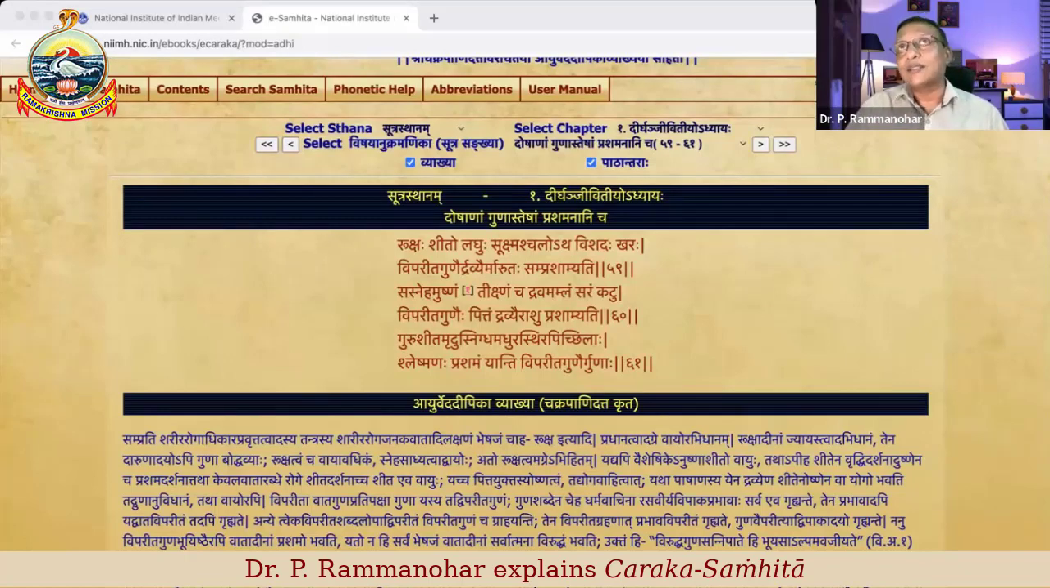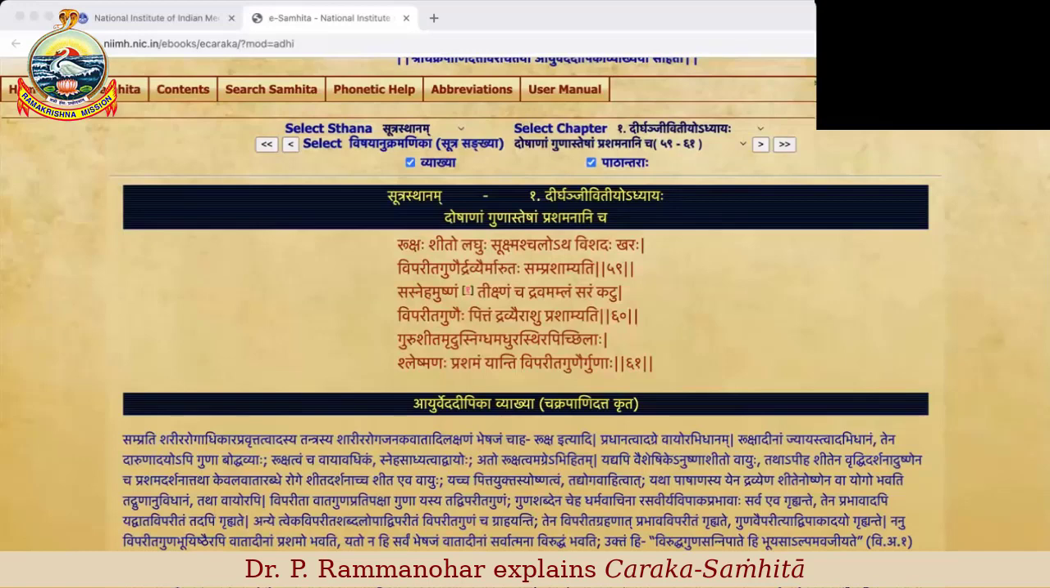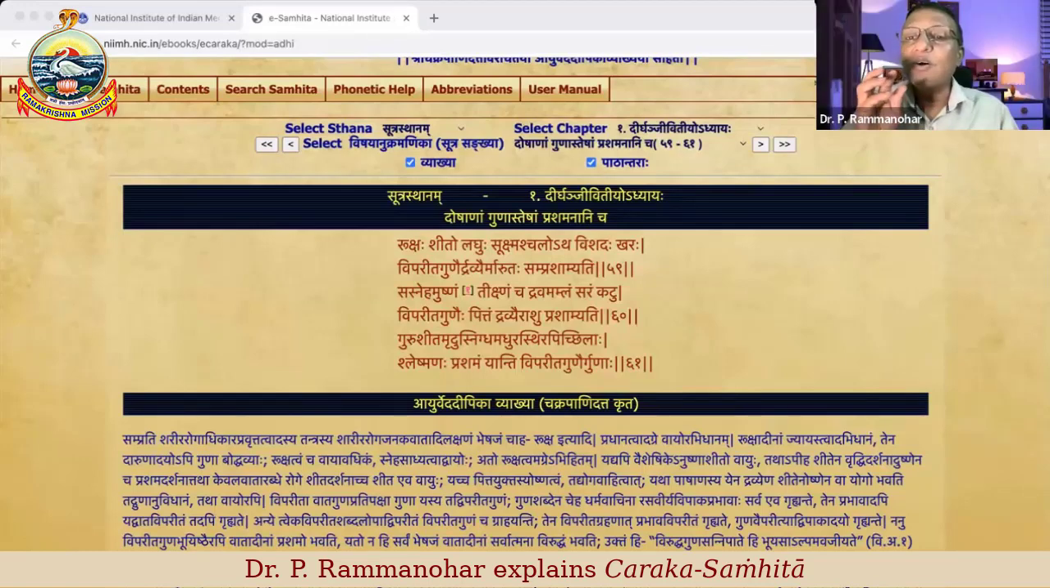Take those four gunas, Shita, Ushna, Snigdha, Ruksha. So combine them. How many possibilities are there? Shita Snigdha, Shita Ruksha, Ushna Ruksha, Ushna Snigdha, right? Four combinations are possible. Is it not? Now, which is the most destructive combination? Ushna Ruksha. So Ushna Ruksha is called Agni.